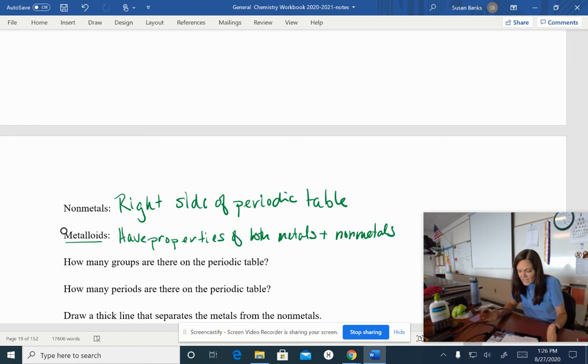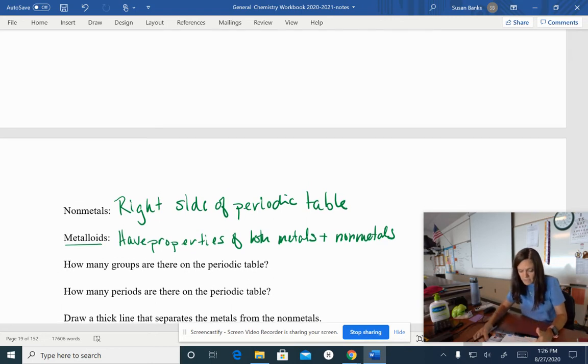Okay, so they're kind of in between. I call them the tweeners. So they're like tweener people. They're not really grown up, but they're not little kids anymore. So these guys have properties of both metals and nonmetals.